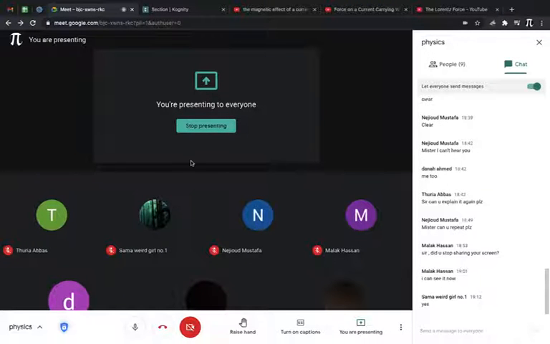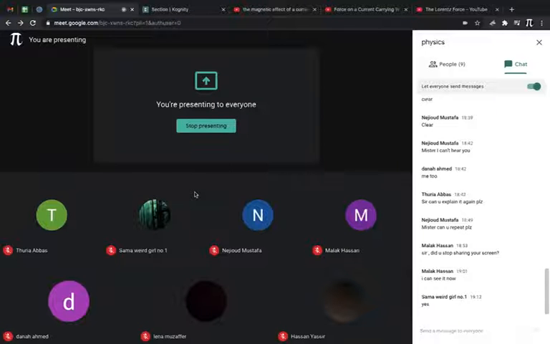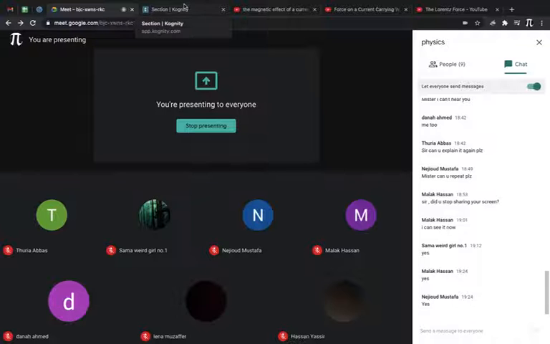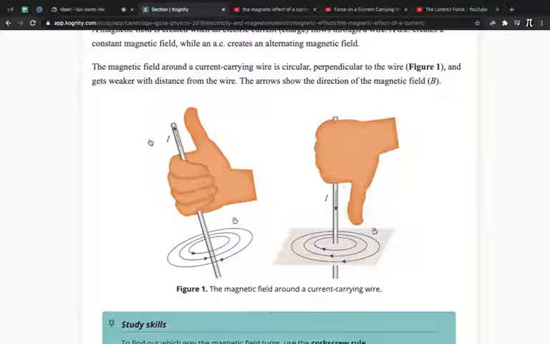So before we move on, did you get what I just did, all of you? How to draw the patterns of a magnetic field around a wire. Was that clear? Faster. All right. Good. Let's move on. If you have questions, please ask. Moving on.